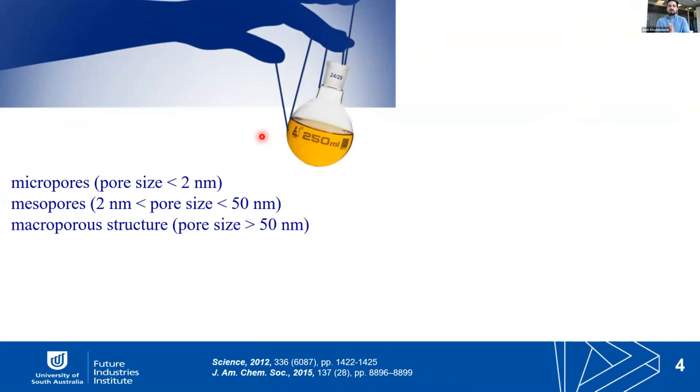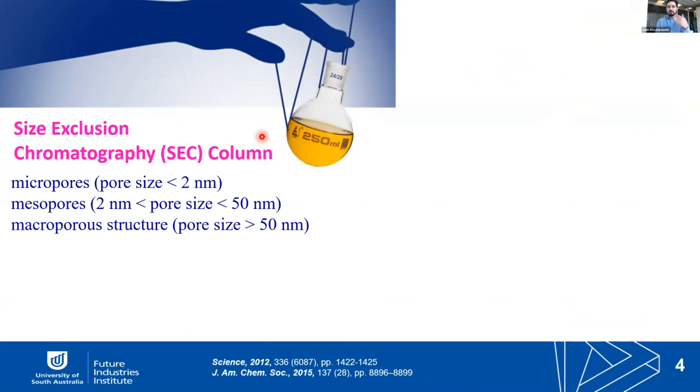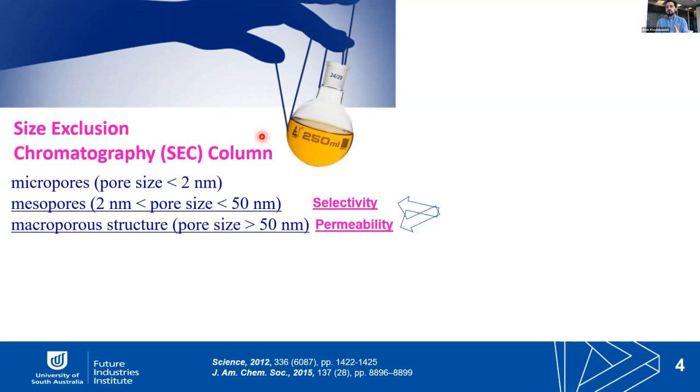The IUPAC definition of the pores is important in my project. This is the IUPAC definition, but for the SEC column, we do need mesoporosity for selectivity. We do need macroporosity for permeability. We do need both together. And what we don't need is microporosity. So reducing the microporosity is the reason.